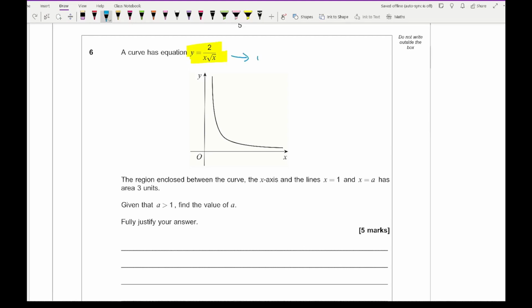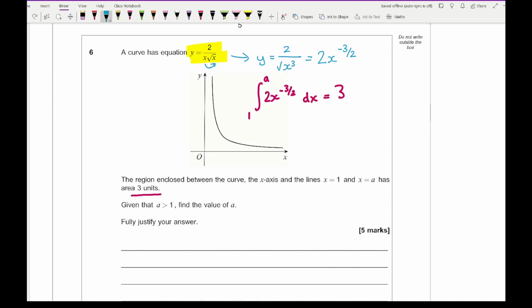Well, I can write that as y equals 2 over, now if I take this x back into the root, then that's going to be the square root of x cubed, and then I can write that using index notation, so that's going to be 2x to the minus 3 over 2. I can then integrate this, so what I've got is the integral of 2x to the minus 3 over 2 with the limits of a, which I know is greater than 1, and 1, dx, and the question tells us that this is equal to 3.